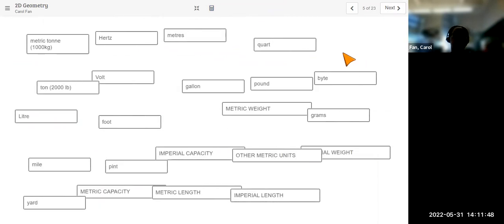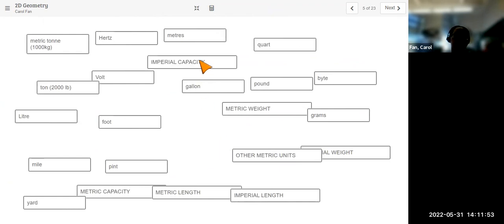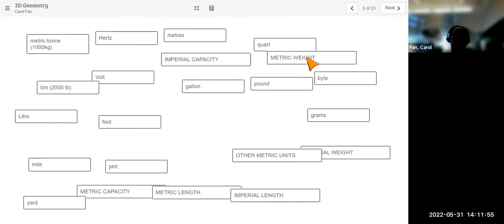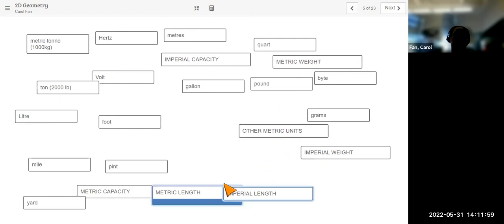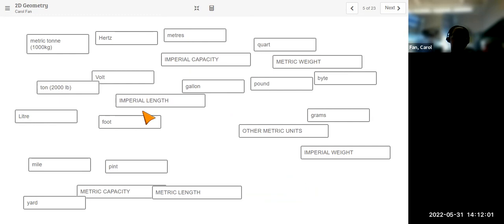All right, I'm going to give you a moment here. I want you to sort these cards. We're going to talk about capacity, weight, length, and we're going to compare imperial and metric. So just match up the ones that are for each category.